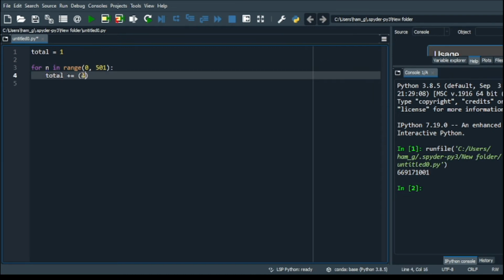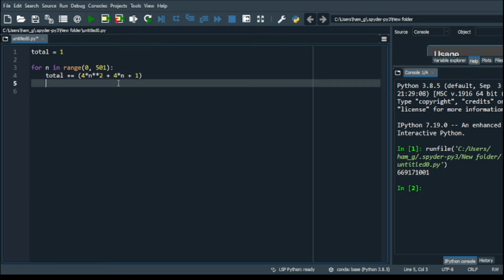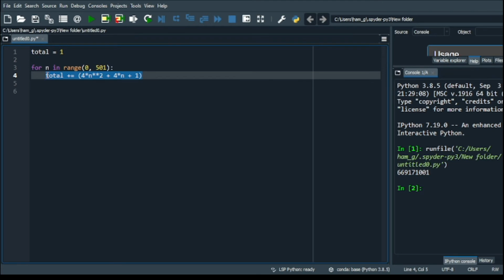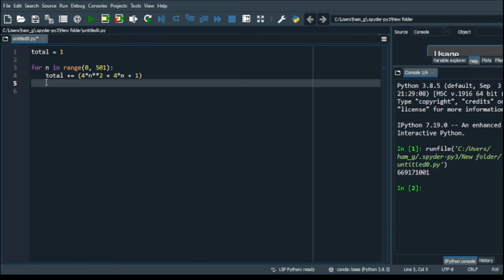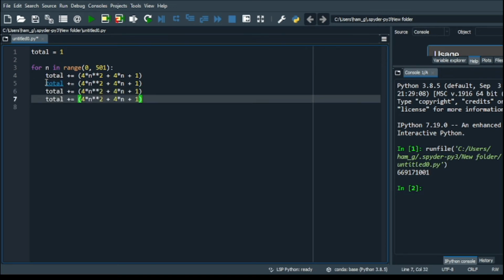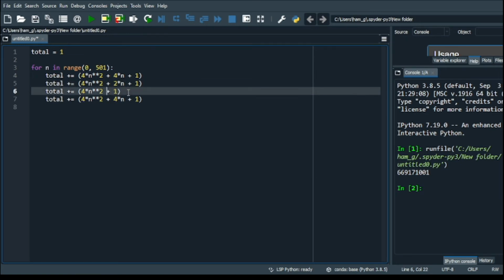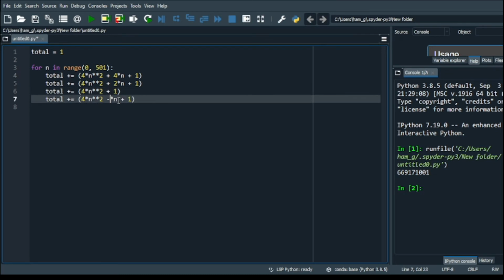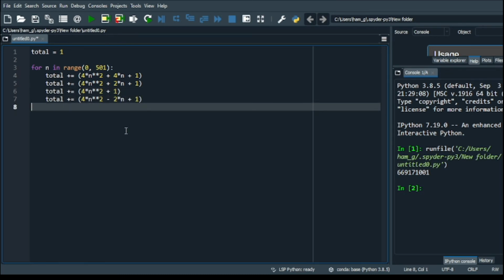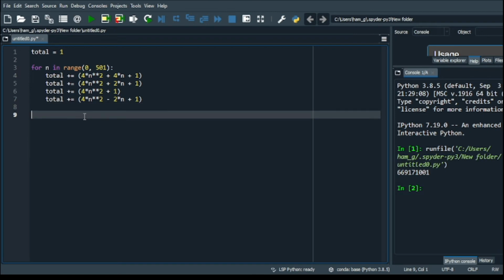4 times n squared plus 4 times n plus 1. Move it down. We'll just copy this because it's basically the same equation with n changed. So 2, 3, 4. So it's 2n, no n's, and a minus 2n. There we go. I hope the maths holds there, but we'll have a look.